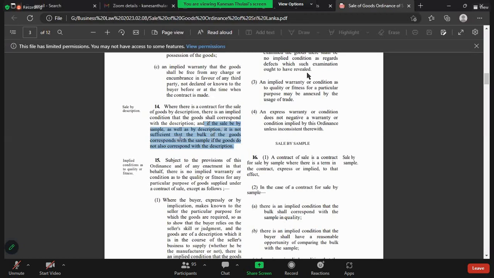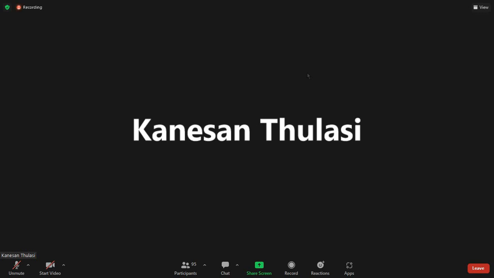So it is not sufficient that the goods do not also correspond with the description. The simple summary: if I am entering into a contract, sale by sample as well as sale by description, then the seller should give goods corresponding with the sample as well as the description. Both should correspond. If the sample corresponds and the description does not, then it's a breach of condition. If the description corresponds but the goods are not fit to the sample, then again the condition is breached. So if you are a buyer, the seller has to satisfy sample as well as description. Okay, go with the slide.